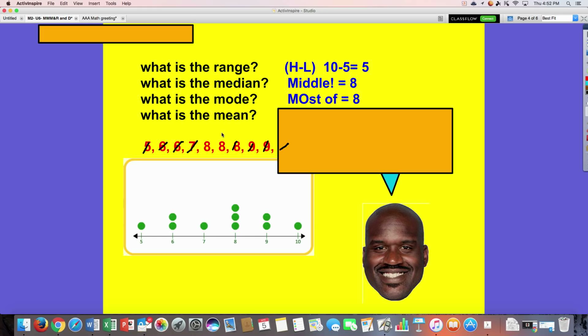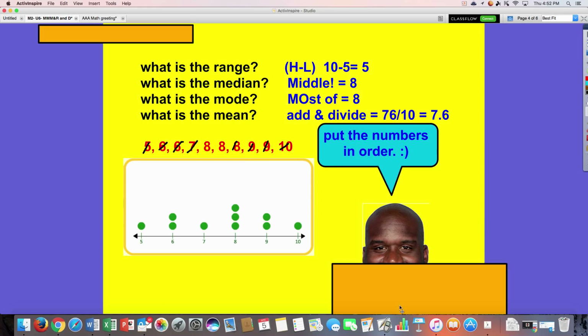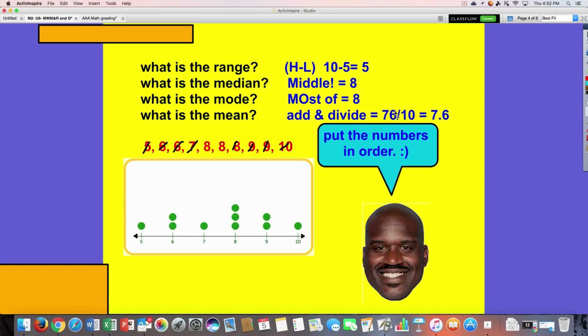Add up all the numbers. 5 plus 6 plus 6 plus 7 plus 8 plus 8 plus 8 plus 9 plus 9 plus 10. So I add them all up. 76 divided by 10. The mean, or the average, is 7.6.